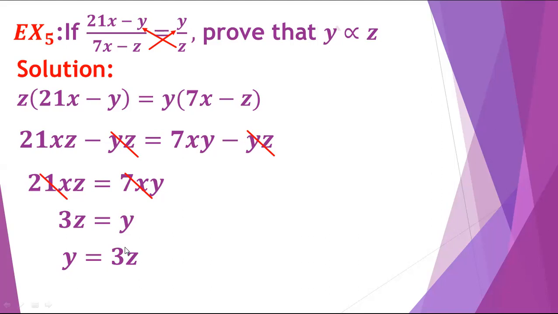Again, to prove that y varies directly as z, we must prove that y equals a constant times z. Constant, any number constant, except 0. We have fraction equals fraction, ratio equals ratio. The first step, cross multiplication, and cancel the like terms from left hand side and right hand side, divided by 7. Then y equals 3z. It means y equals a constant times z.